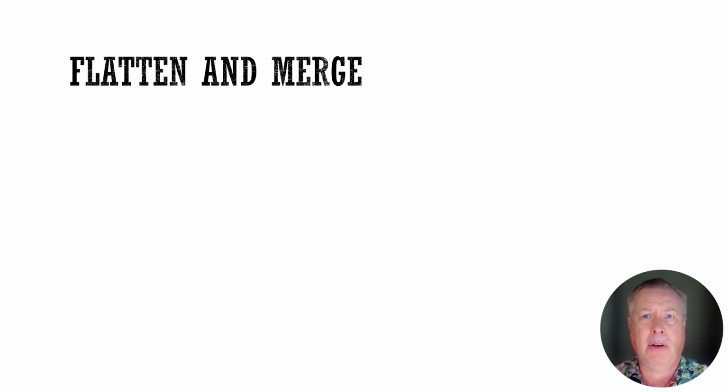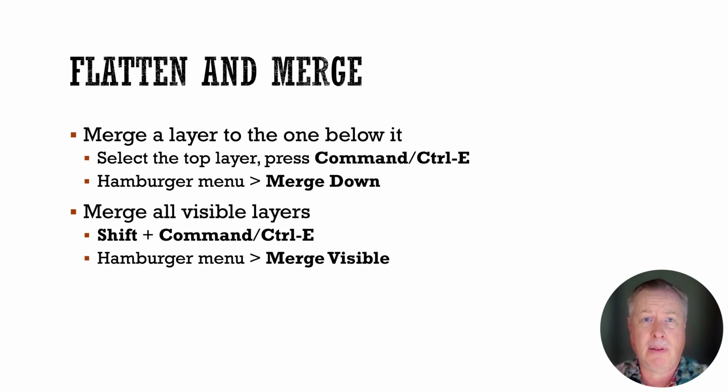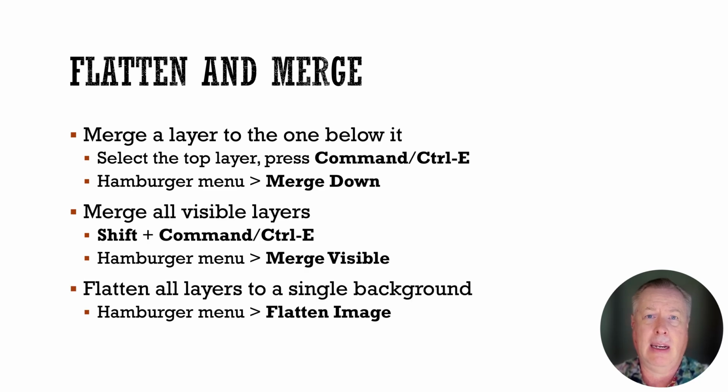Sometimes you'll find that you don't need to have objects on separate layers. So you'd like to combine them to create a new single pixel layer. To merge a layer to the one below it, you'd select the top layer and press Command or Control E. You can repeat this if you need to merge a set of layers. To merge all visible layers, you'd add the Shift key. So you'd press Shift and Command or Control E. If you just want to flatten all the layers, you can go to the hamburger menu from the Layers panel and select Flatten Image.